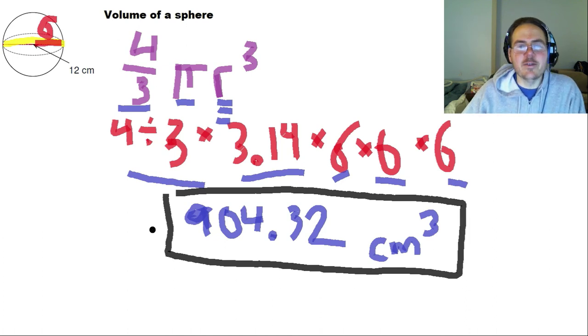So that concludes my review of all our shapes. We did the area of a circle, the volume of a cylinder, the volume of a right rectangular prism, the volume of a cone, and also the volume of a sphere. I hope this tutorial has been helpful, and remember, math is still math.